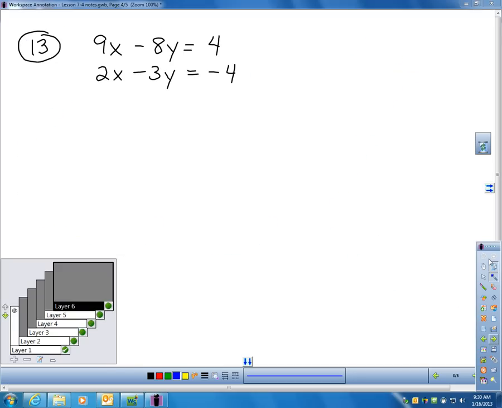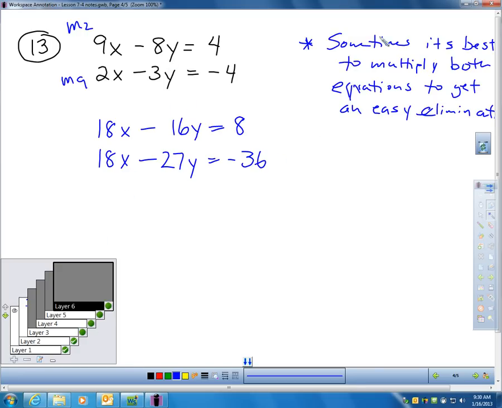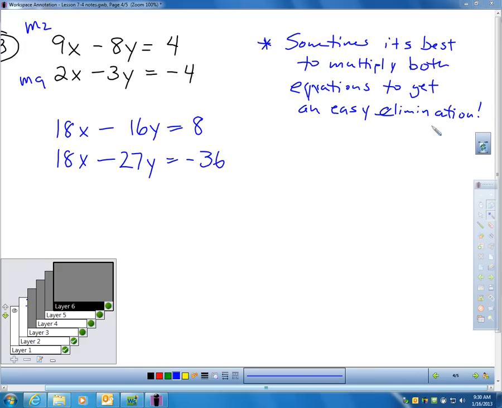Do another one here. All right, now in this one, as I look here, I'm like, well, geez, okay, nothing's eliminating if I add or subtract, and, well, to get 9, I'd have to multiply by 4.5. I don't know if I want to multiply and make decimals, and, well, 3 times what's 8? It's going to be decimals. Sometimes it's easier to multiply both equations to get an elimination instead of working with fractions and decimals. So that's what I did here.